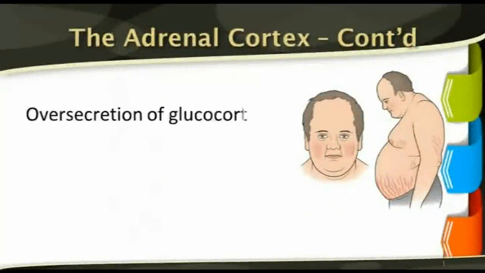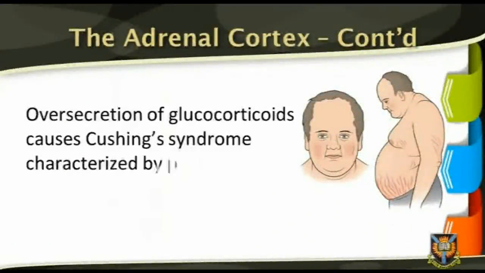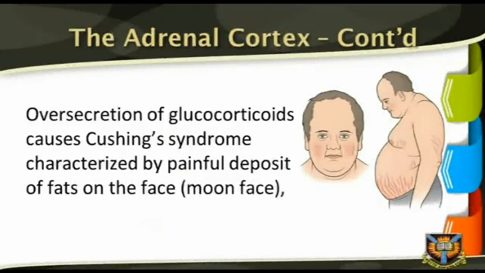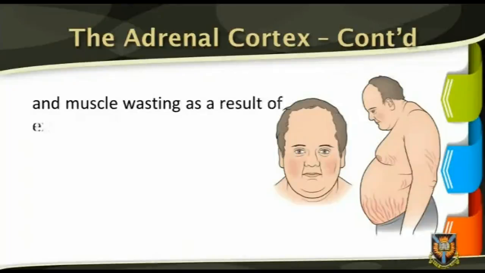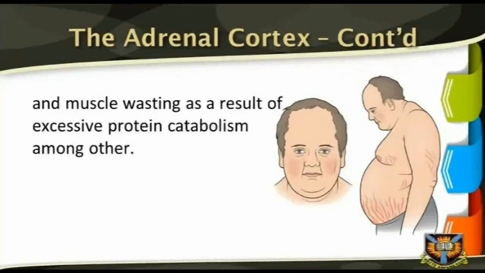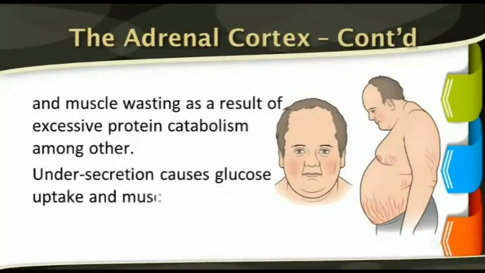Oversecretion of glucocorticoids causes Cushing syndrome, characterized by painful deposits of fat on the face, moon face, and muscle wasting as a result of excessive protein catabolism among them. Undersecretion of glucocorticoid causes reduced glucose uptake and muscle weakness.